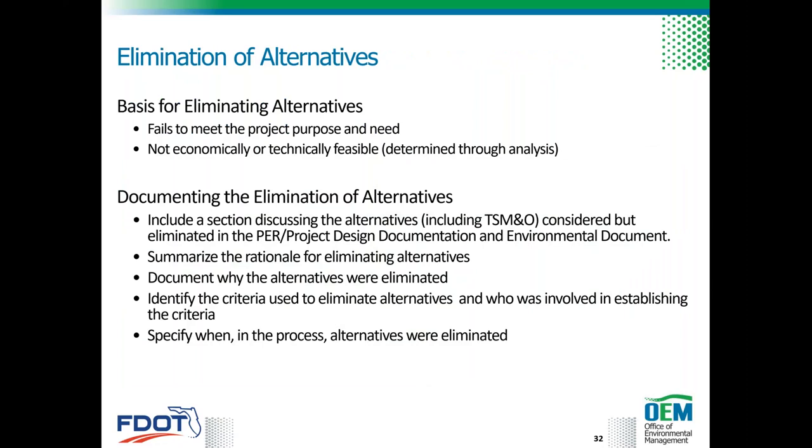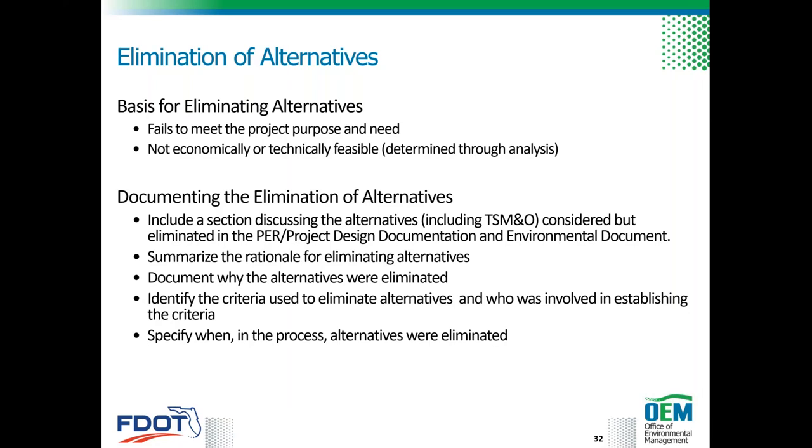Okay, so the primary reason for eliminating an alternative from consideration is that it does not meet the project purpose and need. Although the no action alternative does not typically meet the purpose and need, it must be considered as a viable alternative throughout the project, throughout the study.